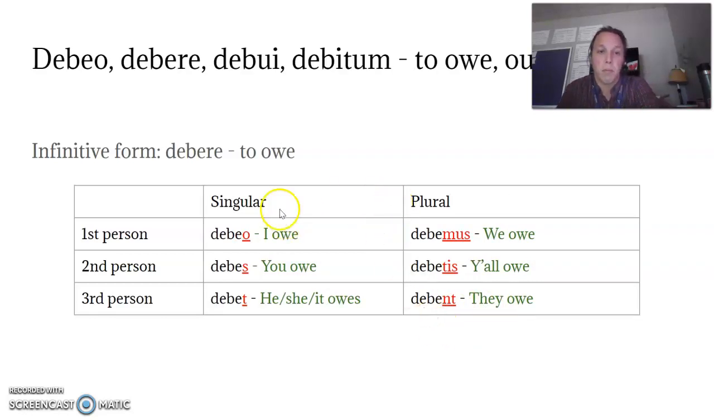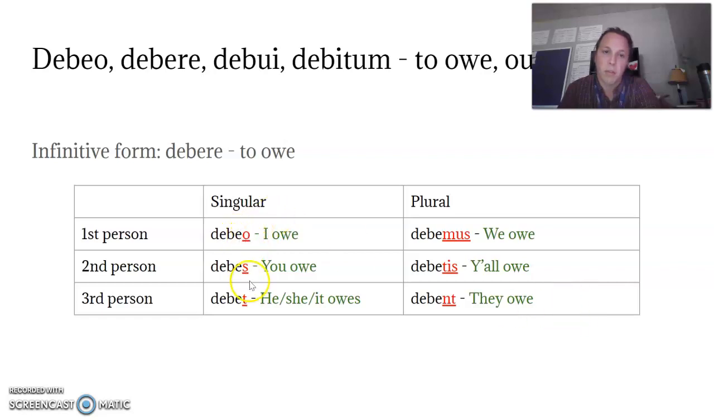Here's another example, same thing, a different verb, debeo, debere, which means to owe or ought to. So the infinitive form is debere, which means to owe. Remember, if it has the re, it's going to mean to blank. So debeo, debes, debet, debemus, debetis, debent. I owe, you owe, he owes. We owe, y'all owe, they owe.